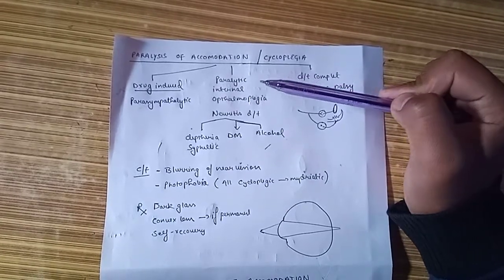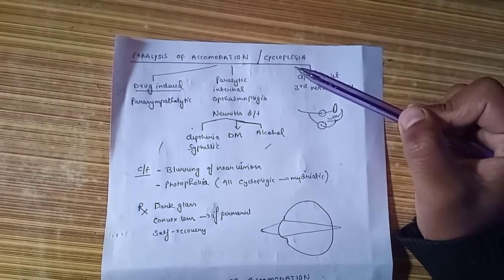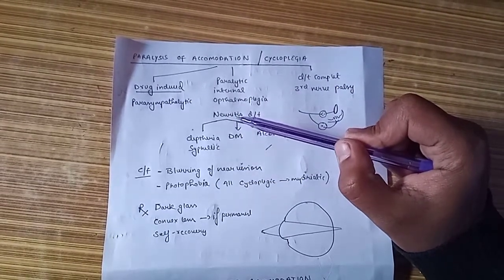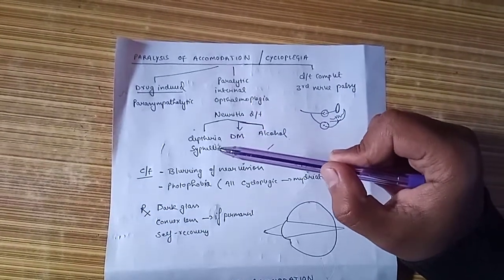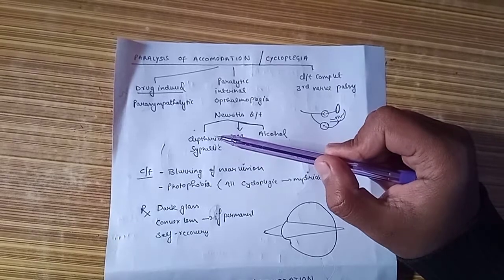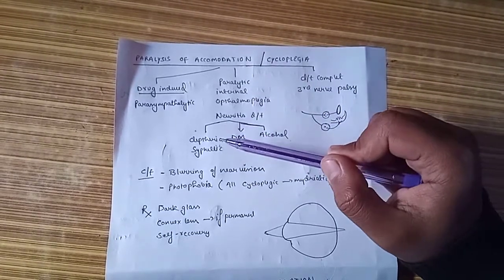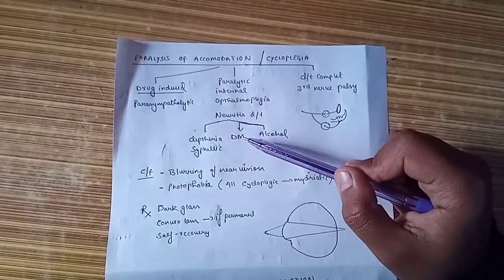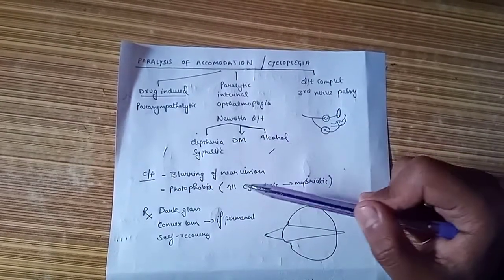The other causes are the paralytic internal ophthalmoplegia. Now, this internal ophthalmoplegia follows neuritis, and this neuritis can be because of diphtheria or syphilis. The diphtheria neuritis is reversible, and the patient's cycloplegia reverses itself, as in the case of drug induced. Other causes are diabetes mellitus that leads to neuropathy, and alcohol the same.